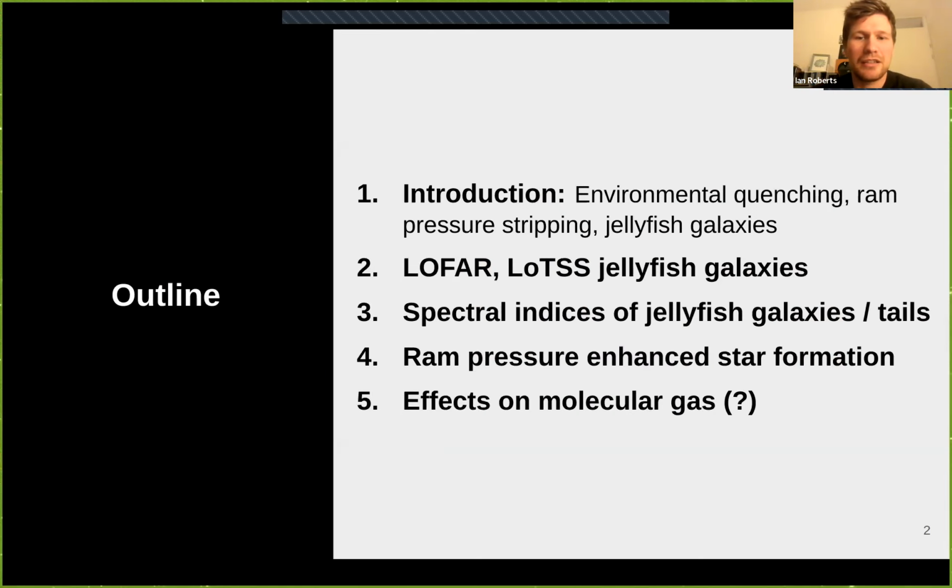So this is my outline that I'm going to try and get through for the talk. I'll just start with a quick introduction into environmental quenching, ram pressure, things like that. I'll talk a little bit about LOFAR, because I think that probably not everyone will be familiar with this telescope necessarily. And then a little bit on what we can learn from spectral index measurements in the radio continuum of these jellyfish type of galaxies, and I'll have more to say about exactly what I mean by a jellyfish galaxy in a few slides. I'm going to talk about how ram pressure can potentially enhance star formation. It's not just a way to shut off star formation in galaxies. And then we'll see, if I have some time at the end, I also have a couple slides on molecular gas, if we can get to it.